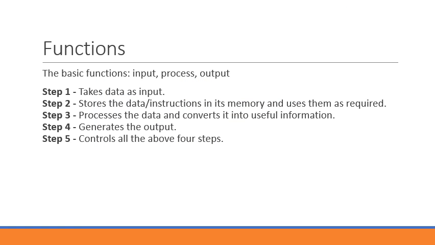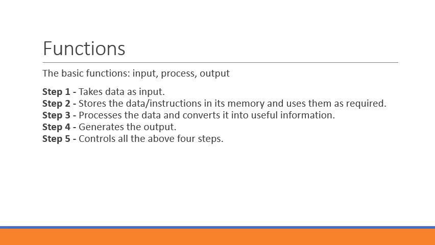Now the functions. Input, process and output are the main functions of a computer system. The basic functions can be derived into the following 5 steps. In step 1, some required data is provided as input. In step 2, data and instructions are stored in main memory, RAM, for use by the processor, and storage takes place in secondary memory for some future reference or utilization.